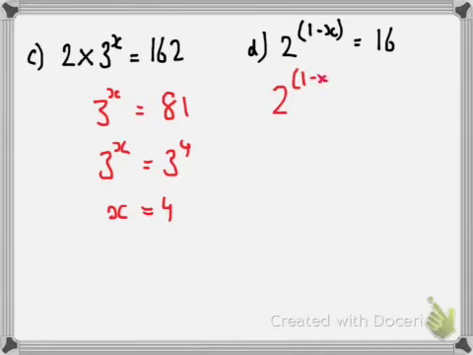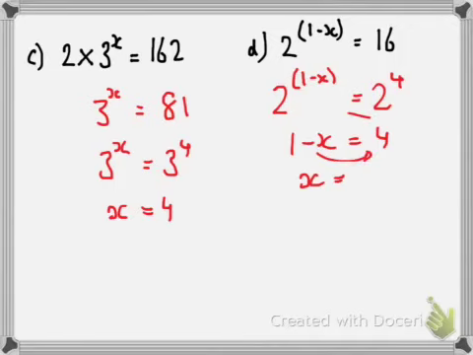Next one, 2 to the power of 1 minus x equals 16, which means that 2 to the power of 1 minus x equals 2 to the power of 4. We then get an equation whereby 1 minus x equals 4. x would therefore equal, if we take the x on the other side, we get positive x. Take the 4 onto this side, we get 1 minus 4. x equals negative 3.